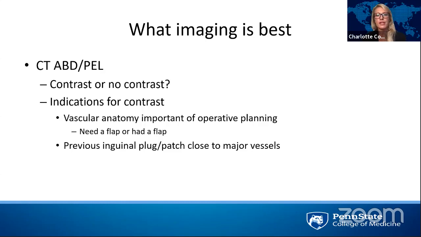I do, however, think there are some indications for contrast. If you are dealing with a large soft tissue defect and you think that they need a flap, then it's best to investigate their vascular anatomy. If they've had a flap and you're doing a hernia repair after a DIEP or a TRAM flap, understanding the perforating vessels that are there, especially if they've had other incisions, gives you an idea of how careful you need to be when performing these repairs so that you don't injure any of the vessels and have some soft tissue damage.